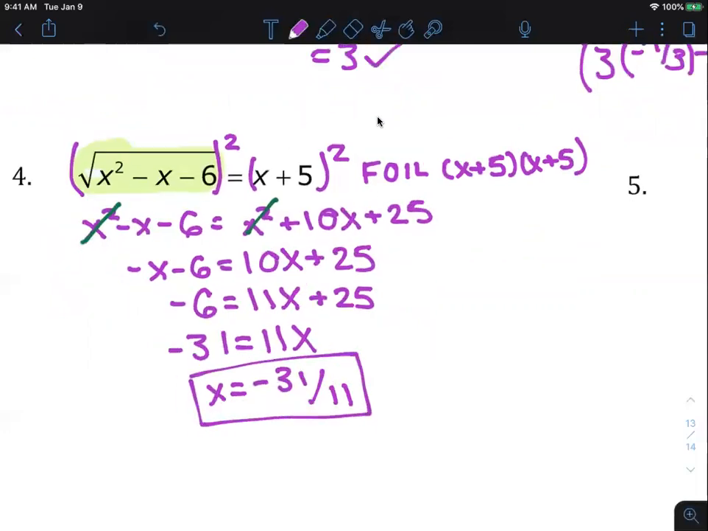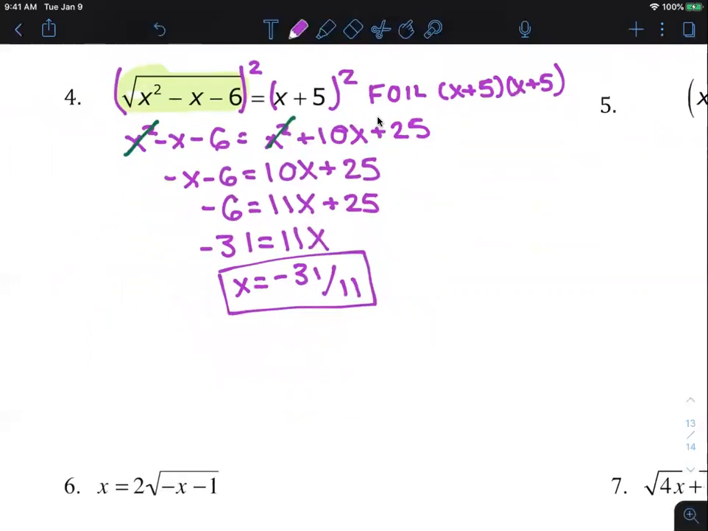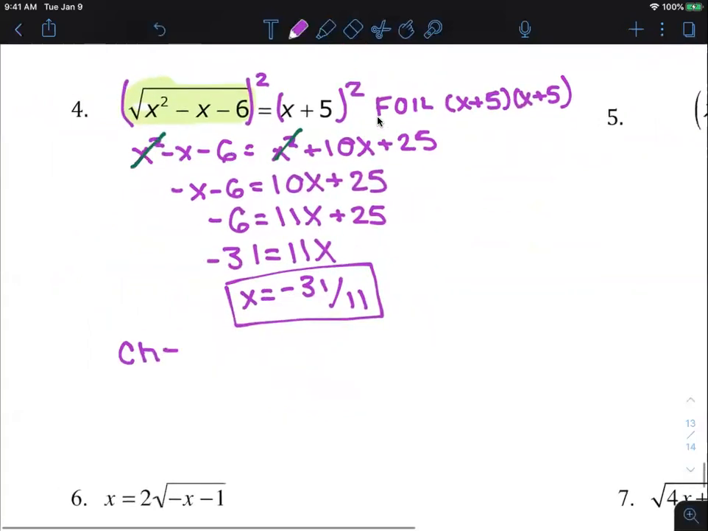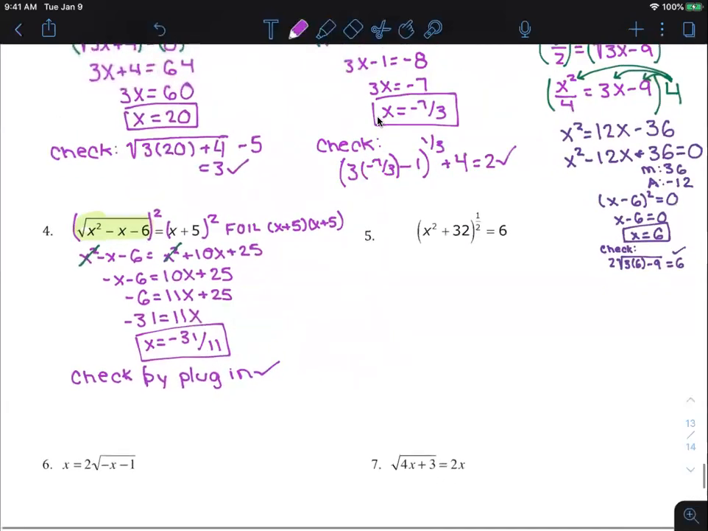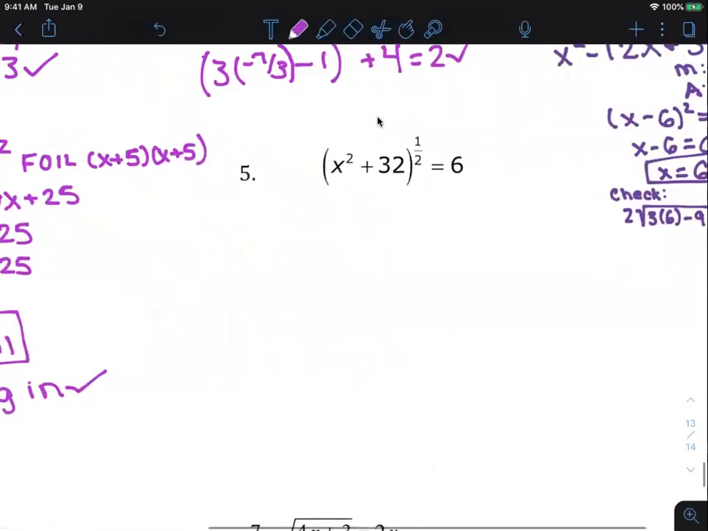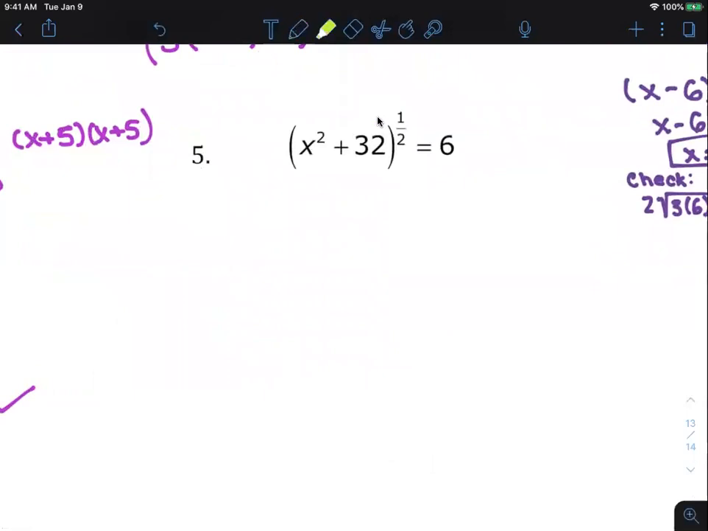I'm going to go ahead and plug that answer back in my calculator. Again, you do not need to do this by hand. You're going to go ahead and check it by plugging in. And it does work. You're going to have to plug it into the left side and plug it into the right side, and they're both going to equal the same number. We will get to examples where it doesn't work. Don't worry. All right, let's look at the next one. Same idea here. It's already isolated.